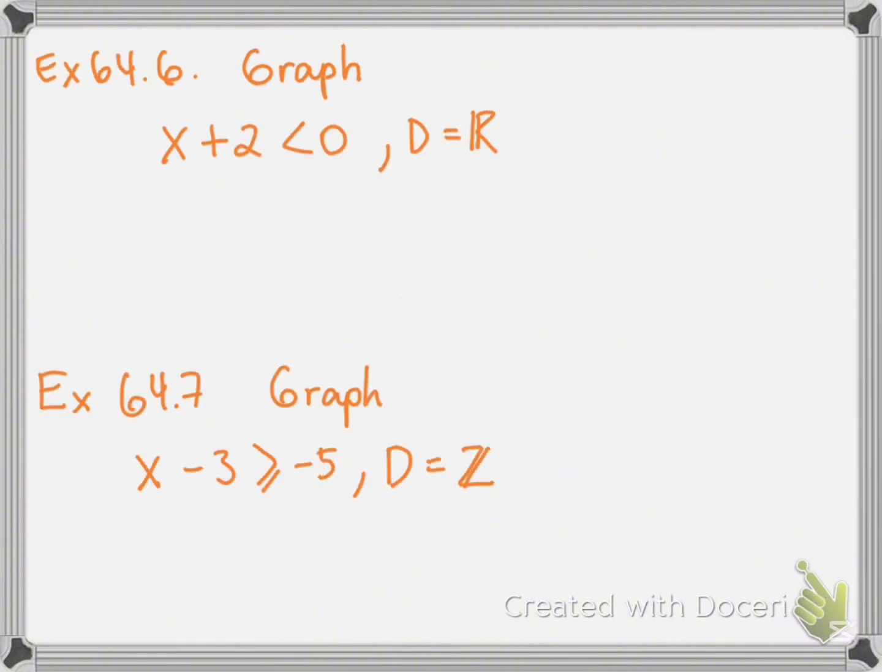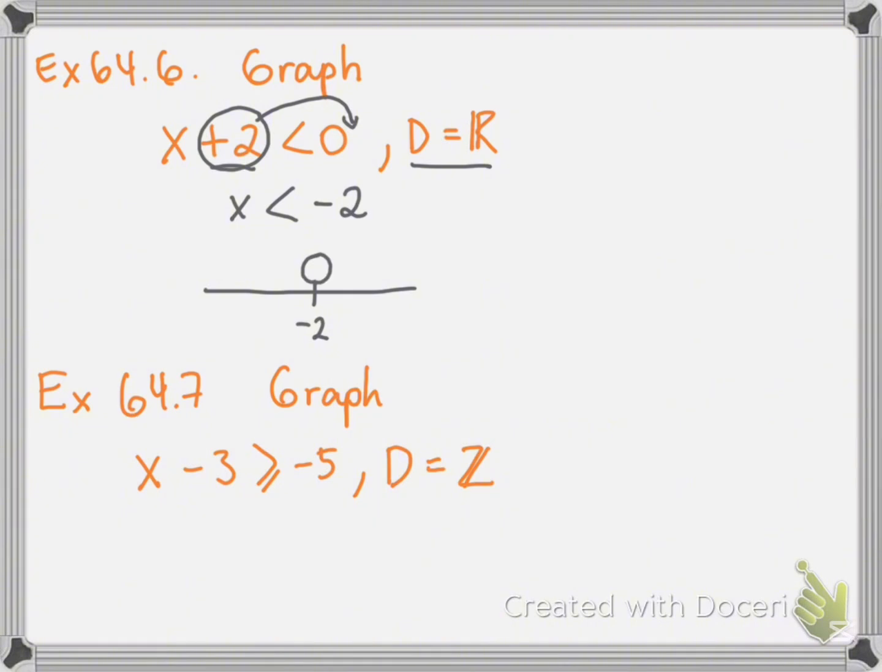In these following examples, notice that we have a number next to the x. So for example, the first one says x plus 2 is less than 0. So what we have to do is solve it just like any other equation. We'll pass the plus 2 to the other side to subtract. So 0 minus 2 is negative 2. And the domain stays the same, in this case, real. So we're going to graph our number line. We'll put the negative 2. And because it's only less than negative 2, we do it with an open circle and a solid line going to the left.